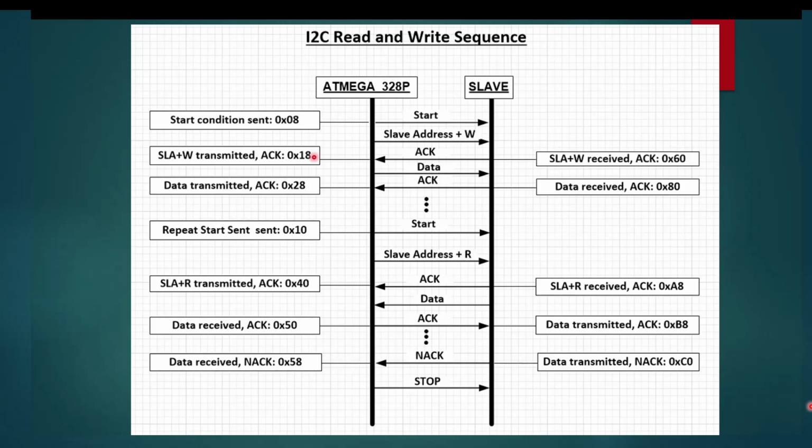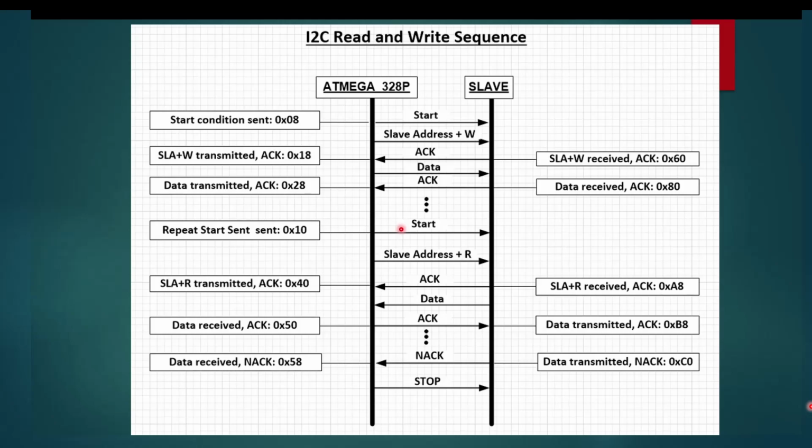At that point, the master is going to start transmitting data. Every time it transmits a piece of data, it's going to go to the status register and wait for a code 28. A code 28 means that the data that was sent was received by the slave and was acknowledged. So it's going to continue to do this until it has transmitted all the data, and at that point it's going to send the start command.